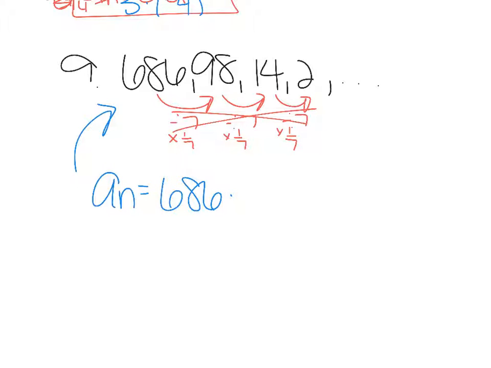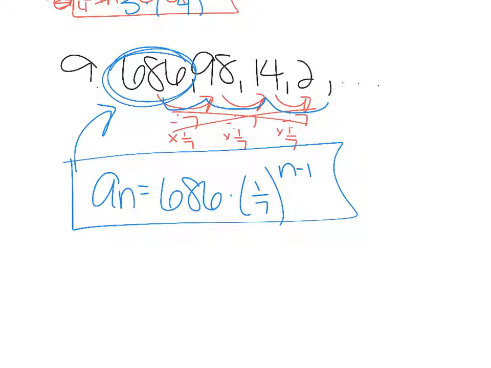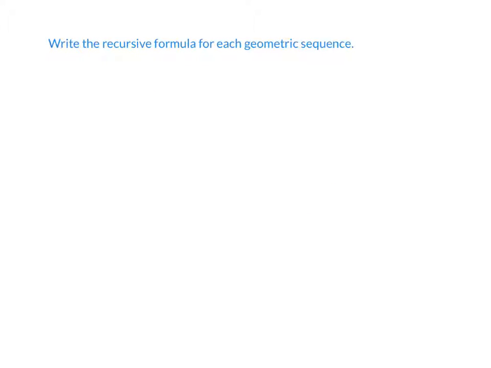And depending on where I want to go, I'm going to multiply by 1/7, multiply by 1/7, multiply by 1/7. I'm going to multiply by 1/7 one less time than the term number I'm looking for.